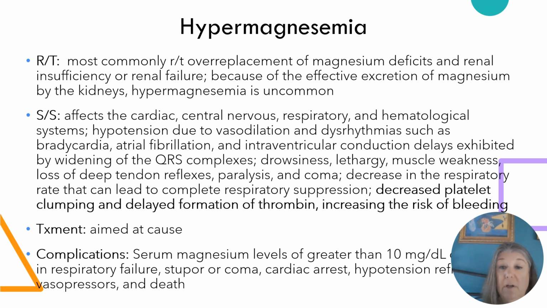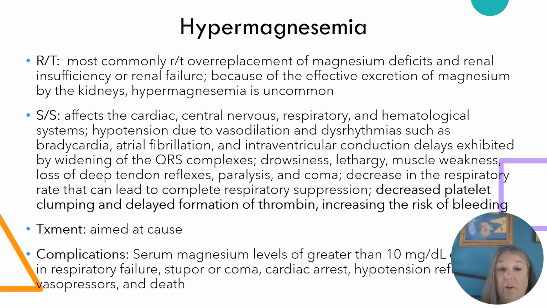Hypermagnesemia. Most common cause is over replacement related to magnesium deficits. So we have tipped the scale to the other direction. It can also be related to renal insufficiency or renal failure, just like everything else. Because of the effective excretion of magnesium by the kidneys, hypermagnesemia is actually uncommon. All right, you're probably not going to see this. It's usually going to be related to over supplementing.